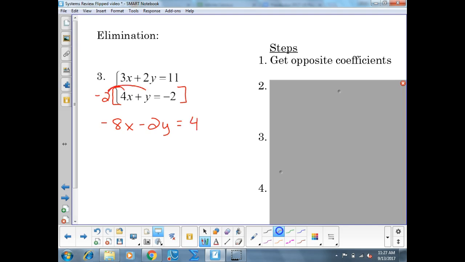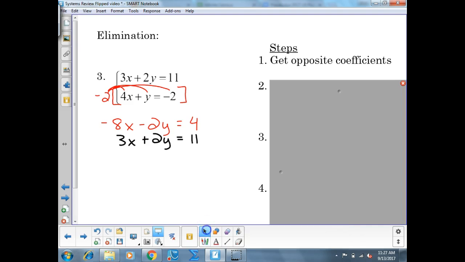It's got to go into all three parts. That last one going to the other side of the equation is the one that is 9 times out of 10 forgotten. Okay, you got to multiply it all the way through. Then I can rewrite the top equation, 3x plus 2y equals 11.